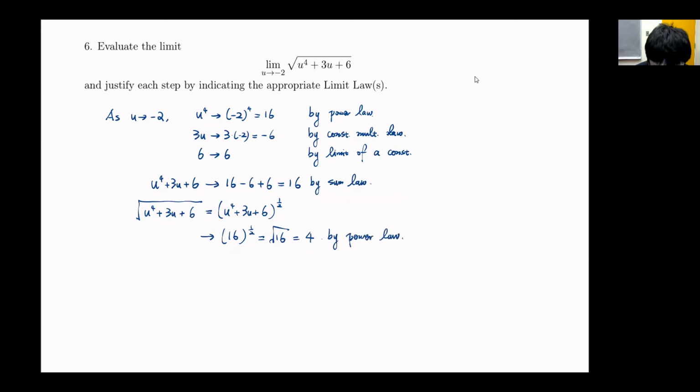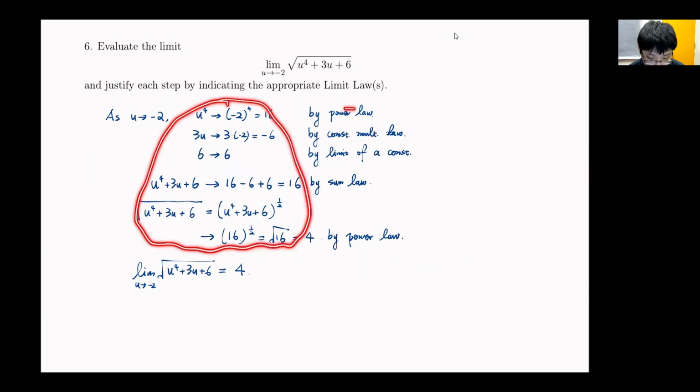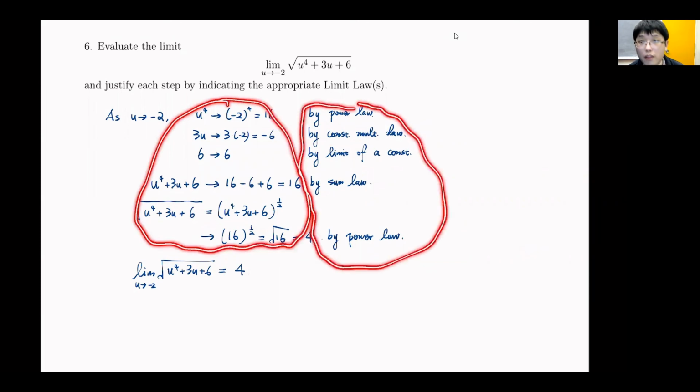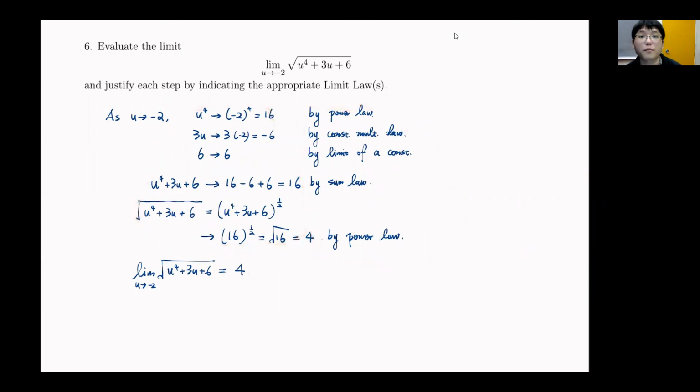All right, so what do we have? We see that as u approaches minus 2, the root of u to the 4th plus 3u plus 6 is approaching 4. Therefore, we conclude that the limit of root of u to the 4th plus 3u plus 6 as u approaches -2 is equal to 4. All right, so you see that this is the computation and this is the justification. And I think this is much more convenient to write.